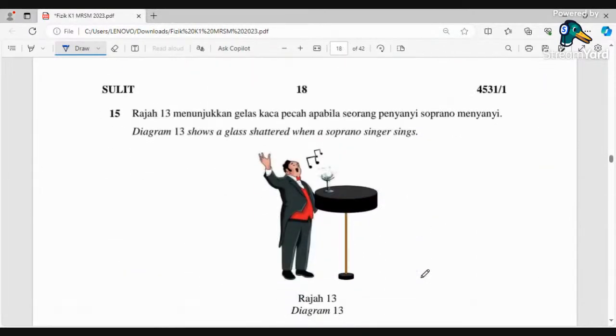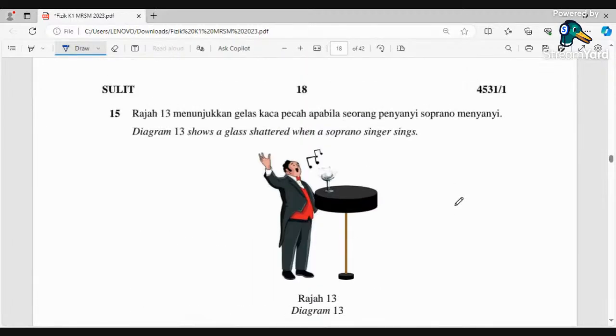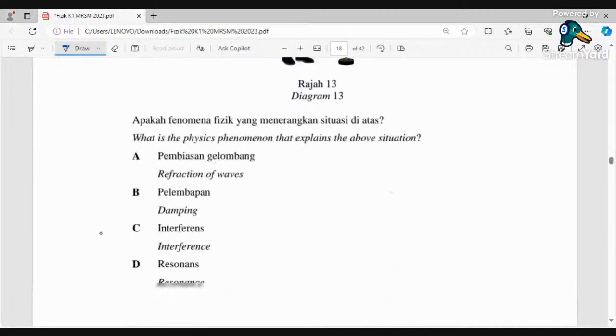Okay, number 15. Soprano singer. What is the physics phenomenon explained above situation? Okay, the word here is soprano, the glass shattered. Okay, shattered, pecah. So ini adalah konsep resonance. What is resonance?